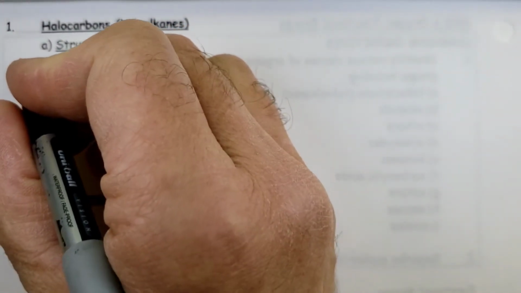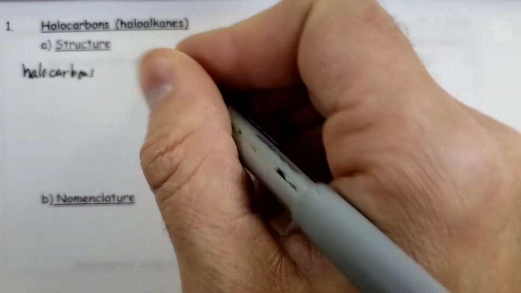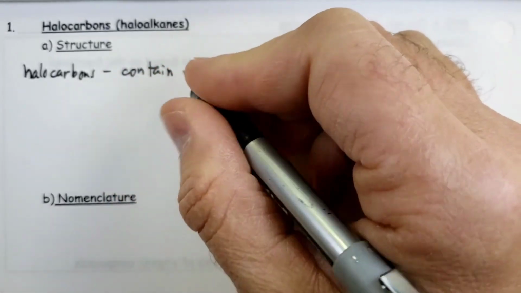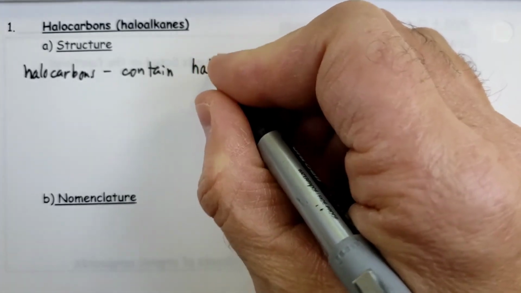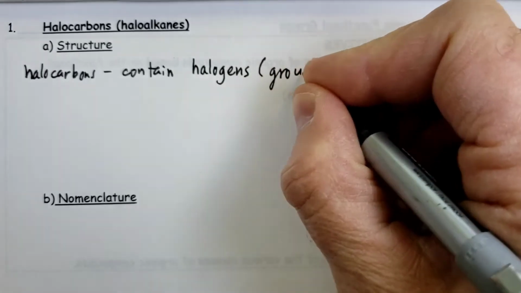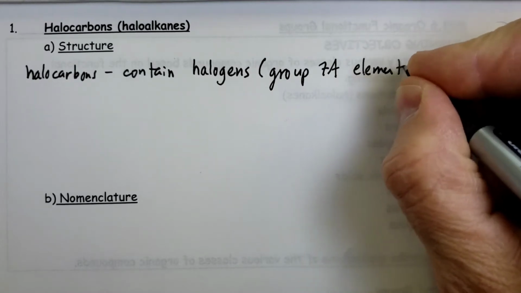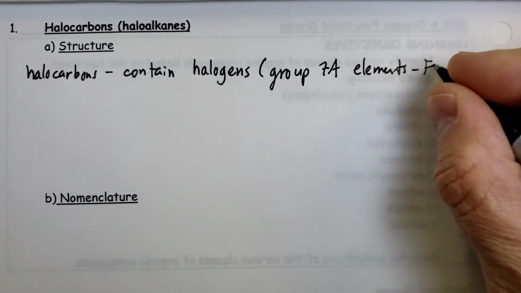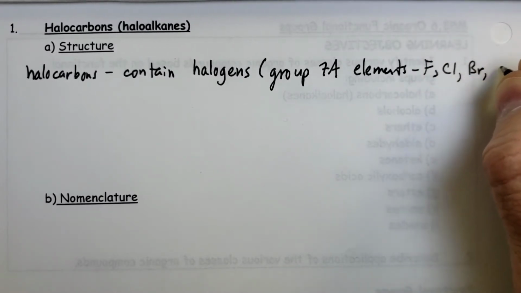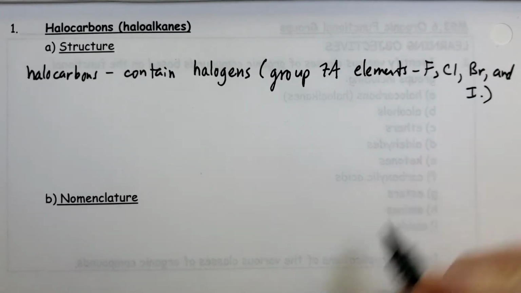So right here, halocarbons. They can basically be distinguished from other groups because they contain halogens. Of course on your periodic table, those are the group 7A elements. So we're talking about good old fluorine, chlorine, bromine, and iodine. Those are the ones we're talking about there.